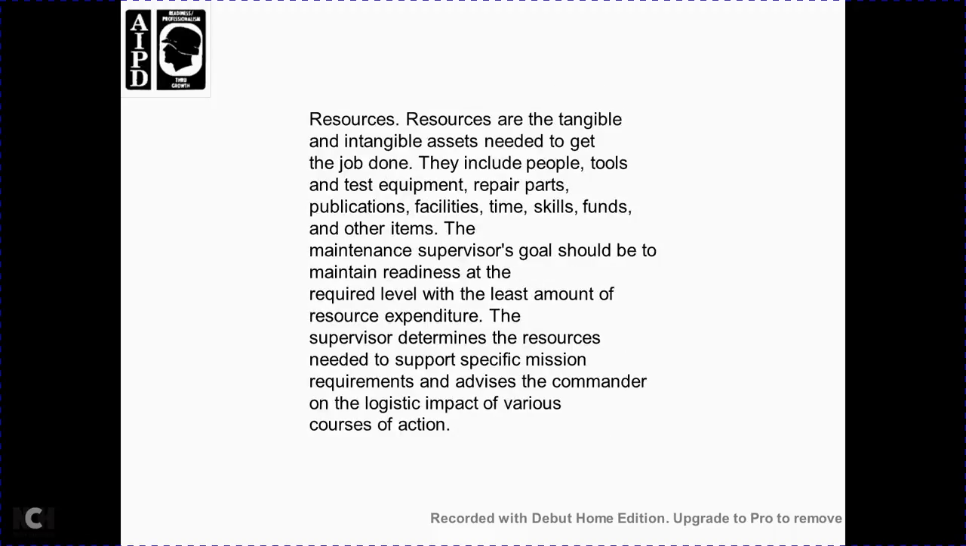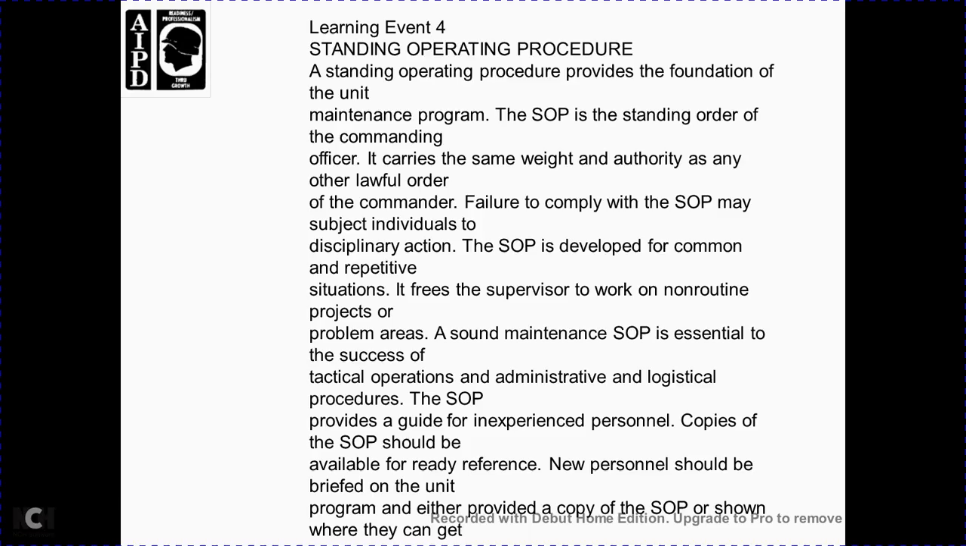The resources are the tangible and intangible assets needed to get the job done. They should include the people, the tools, the test equipment, the repair parts, the publication facility, the time, the skill, the funds, and other types of items. The maintenance supervisor's goal should be maintenance readiness, requiring the least amount of resources and expenditure. The supervisor determines the resources needed to support the specific requirements of the commander with the logistics and compares them for corrective action.